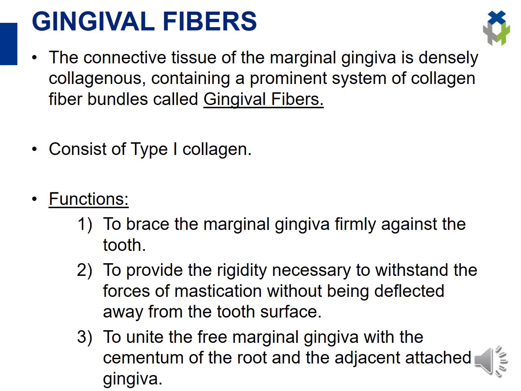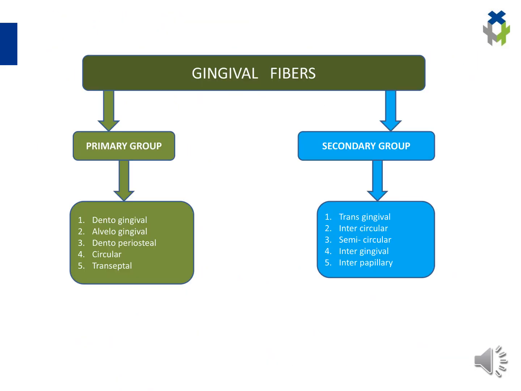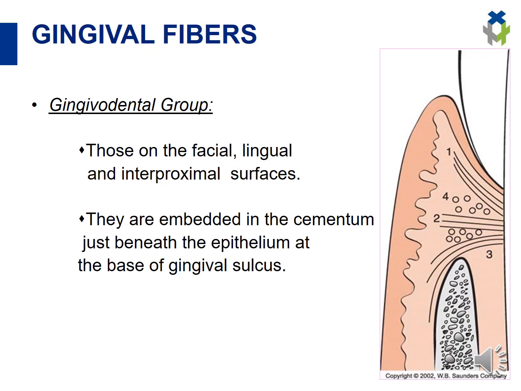The functions include to brace the marginal gingiva firmly against the tooth, to provide the rigidity necessary to withstand the forces of mastication without being deflected away from the tooth surface, as well as to unite the free marginal gingiva with the cementum of the root and the adjacent attached gingiva. The primary group includes the dentogingival, alveolo-gingival, dentoperiosteal, circular and transeptal. The secondary group includes transgingival, intercircular, semicircular, intergingival and interpapillary, as you can see in the picture.